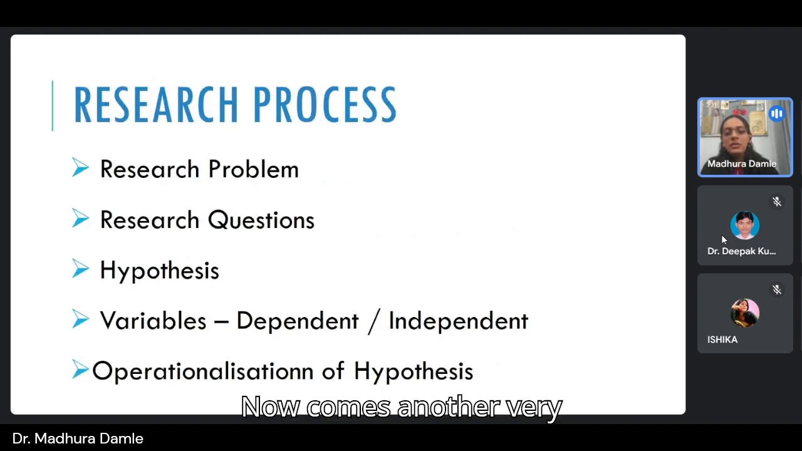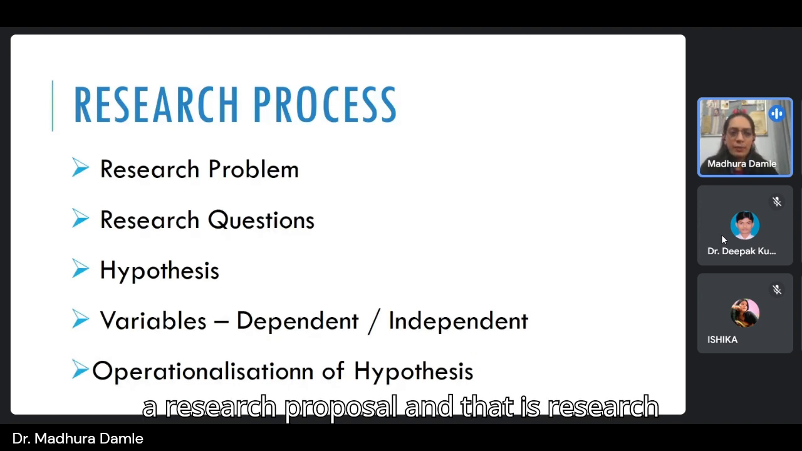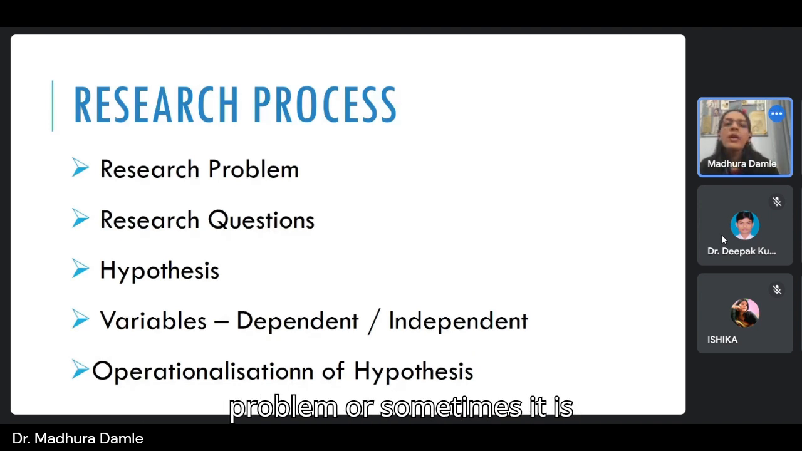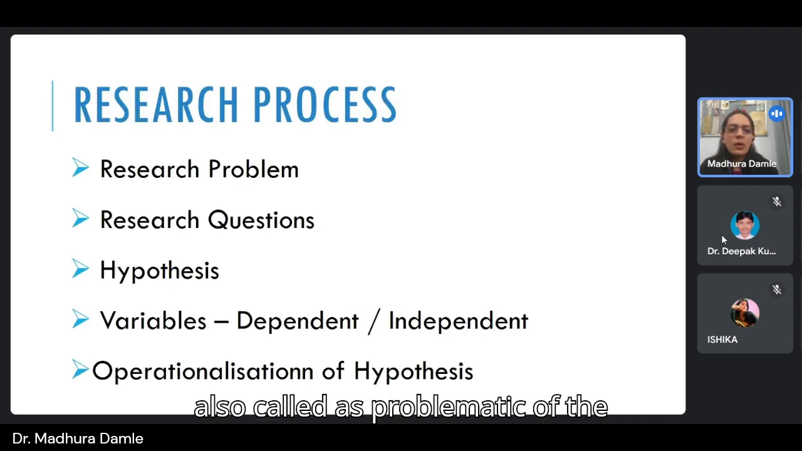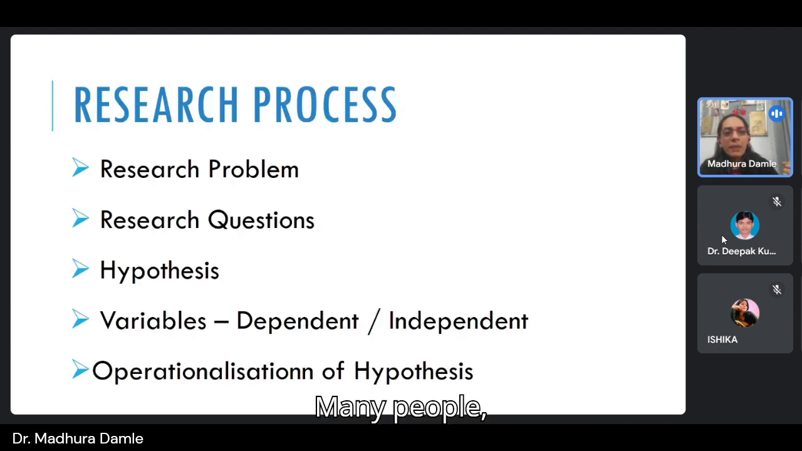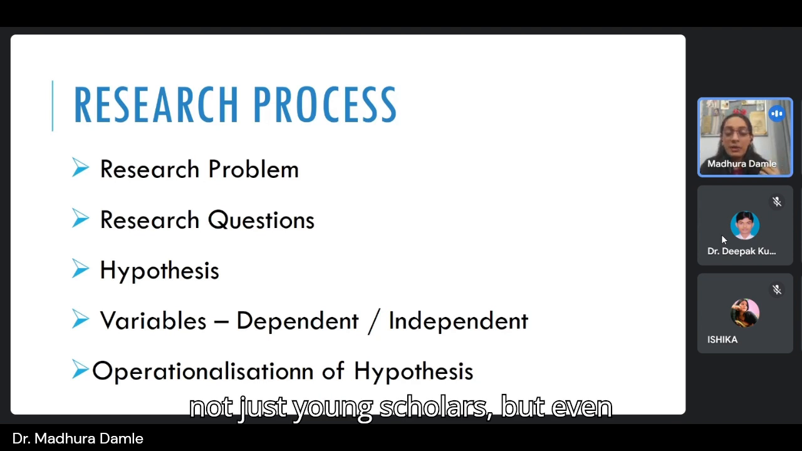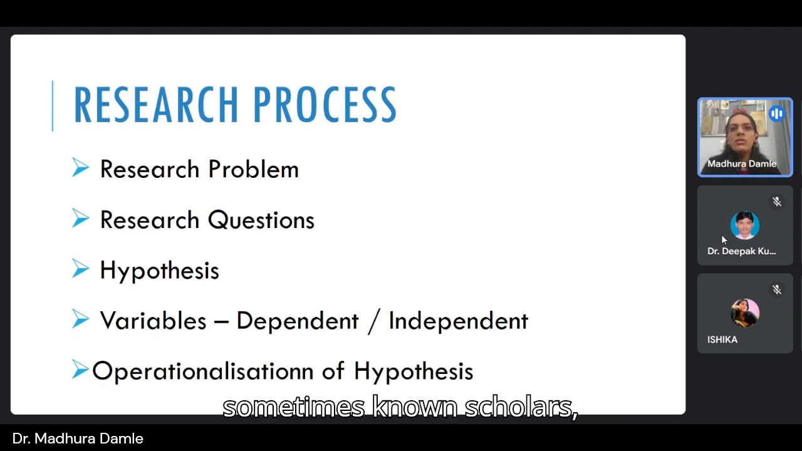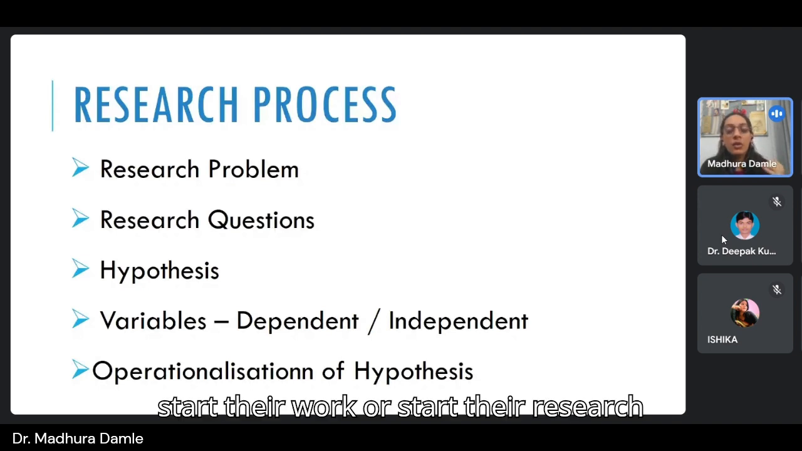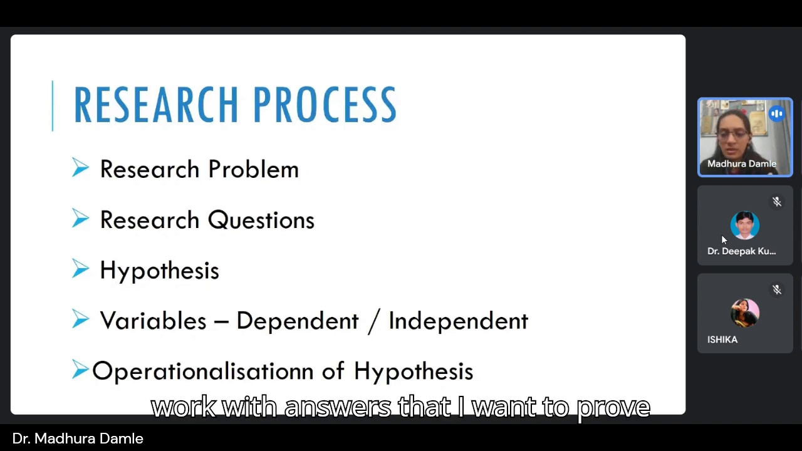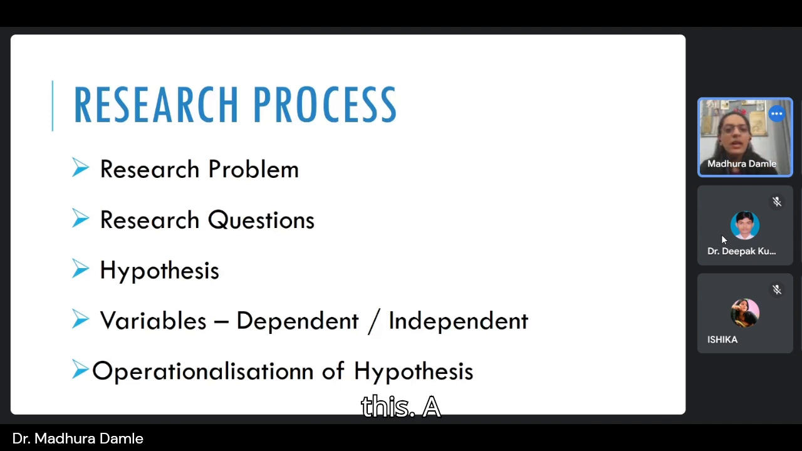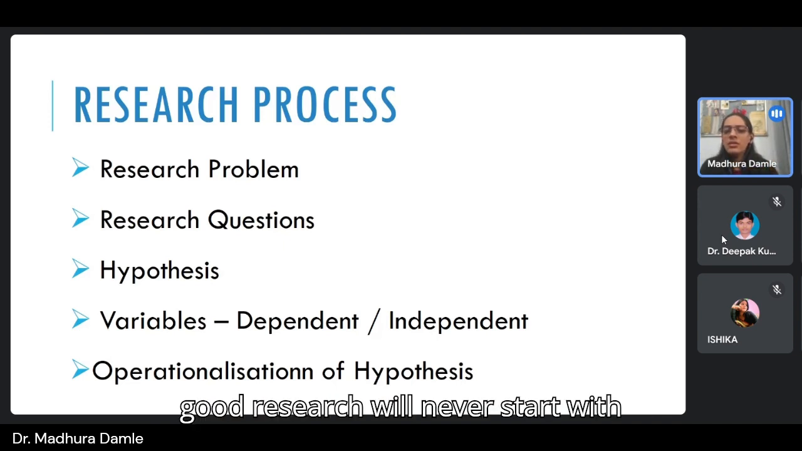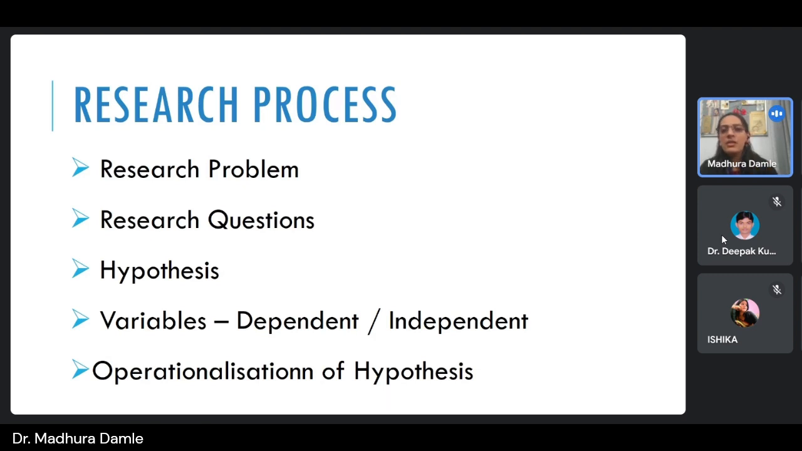Now comes another very crucial step in designing a research proposal, and that is research problem, or sometimes it is also called the problematic of the research. Many people, not just young scholars, but even sometimes known scholars, start their research work with answers that I want to prove this. A good research will never start with answers.